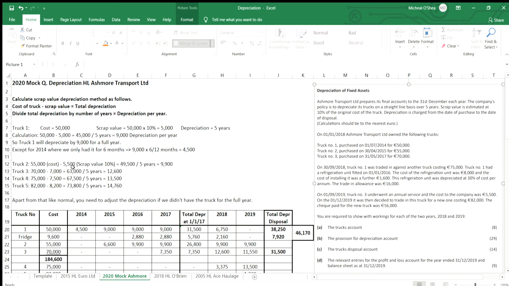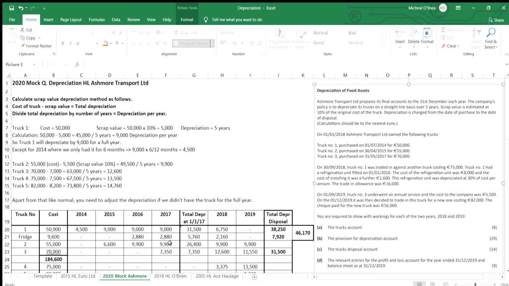So truck 2, 55 grand minus the scrap value, which is again 10% of that, gives me my 90%. It's the value of total depreciation divided by the years, 5 years, is 9,900. I've done the same thing again. Cost minus scrap value, total depreciation divided by 5 years. I'm going to explain vehicle number 3 later on. There's, I suppose, a little changeover down here to do with truck number 3. We'll go through it in detail later on. So I found the total depreciation per year using the scrap value method.